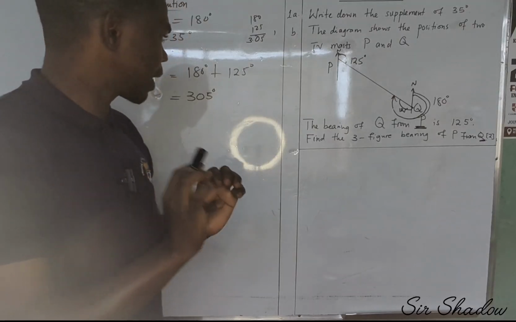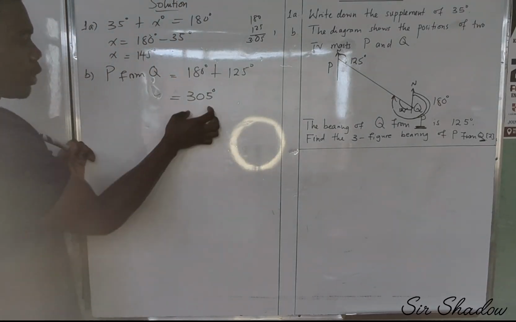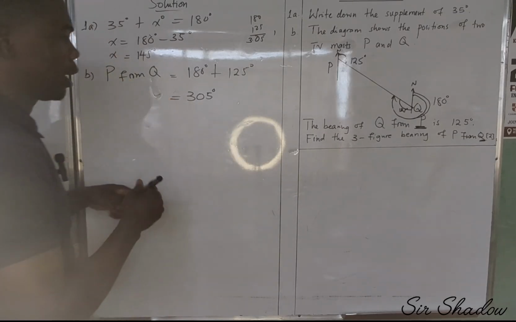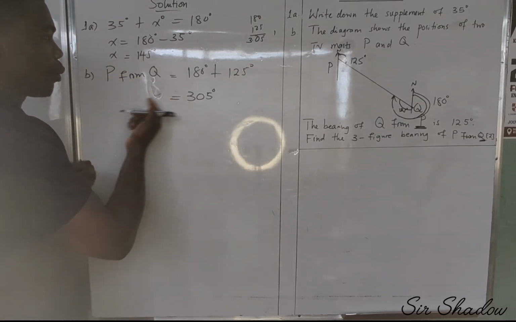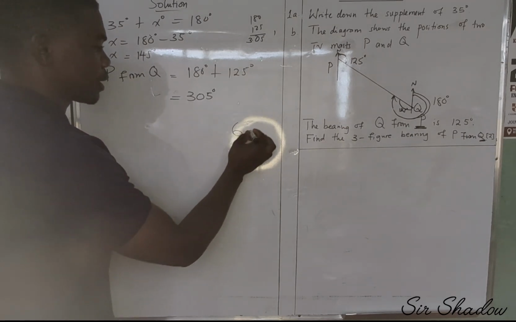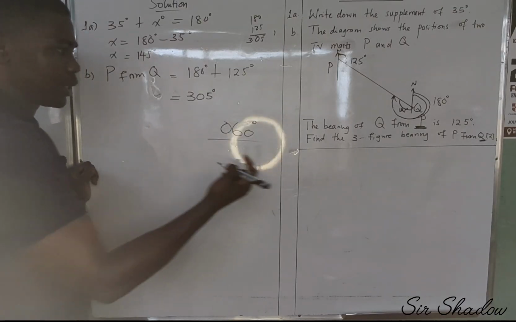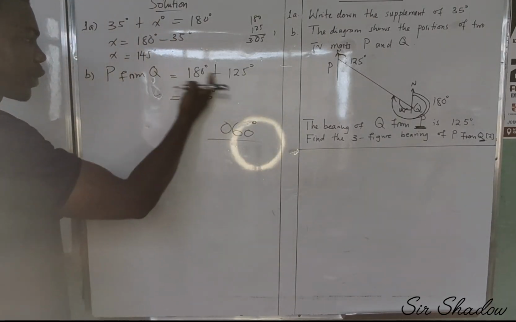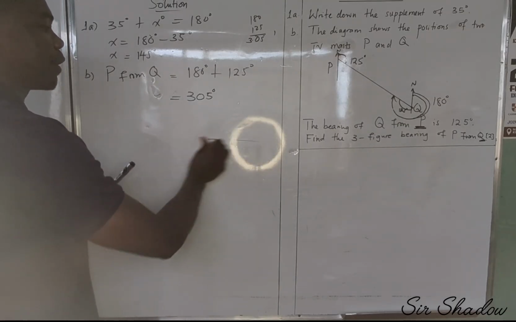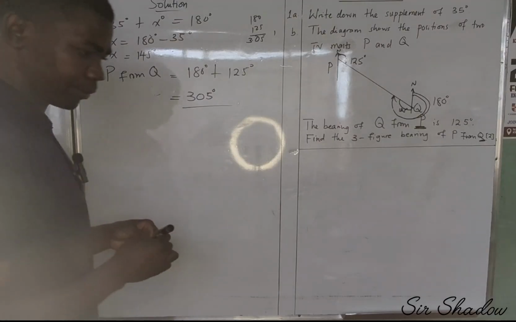Since it is a three-figure bearing, you have to make sure that you have 3 digits. If you have 2 digits, let's say you were finding the bearing of P from Q and you get an answer like 60 degrees, you have to put 0 in front to make it 3 digits. That's what you call a three-figure bearing. But we already have 305, which is 3 digits. So the three-figure bearing of P from Q is 305 degrees.